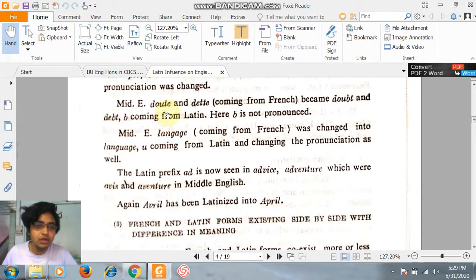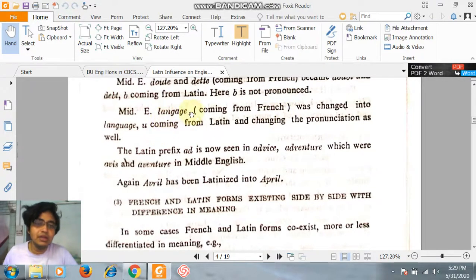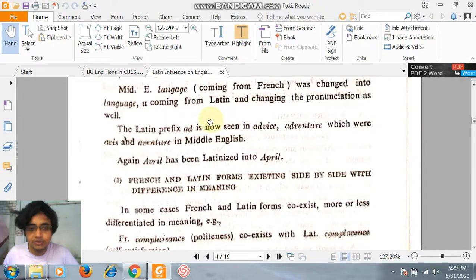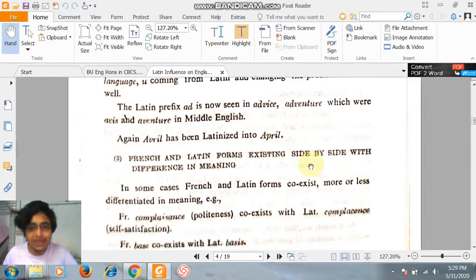Middle English doughty and dirty, coming from the French, became doubt and debt, with the B coming from the Latin; here B is not pronounced. Middle English language, coming from the French, was changed into language. In fact, the word language was essentially Latin in origin, with the U coming from the Latin and changing the pronunciation as well. The Latin prefix ad is now seen in advice, adventure, which were avis and aventure in the Middle English.